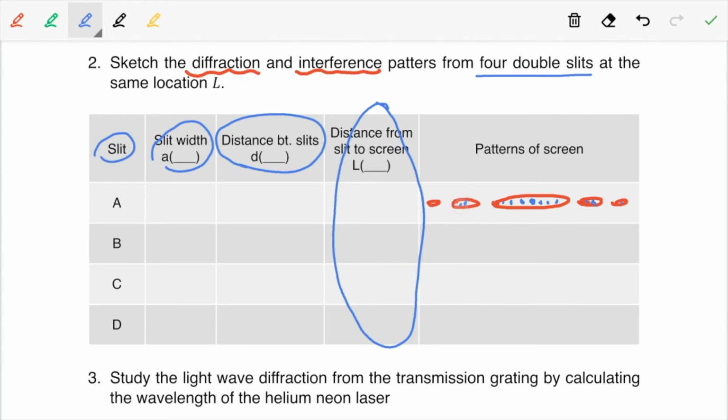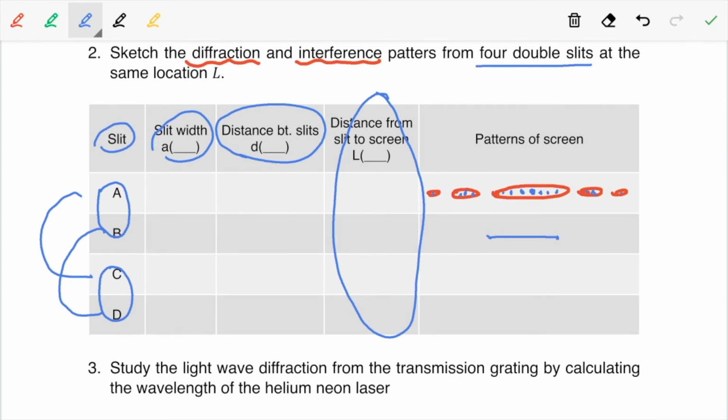I want you to show me what A and B, C and D, how they are different. And they also have a relation: maybe A and C, B and D, whether they are the same width or not, or whether they have the same number of interference patterns or not. I want you to show me this. So after that we go to part 3.